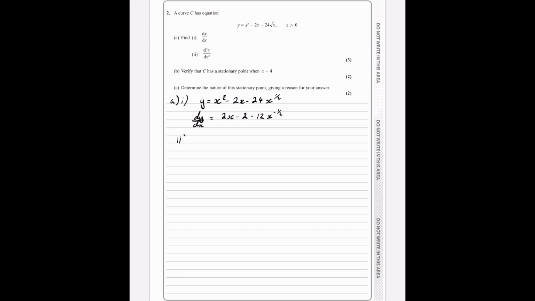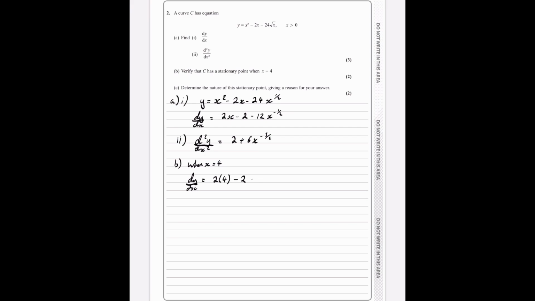Minus 2x differentiates to minus 2, and multiplying by a half takes the 24 to 12, and subtract 1 from a half, you get negative a half. So 2x minus 2 minus 12x to the minus a half. If you wrote the minus 12x to the minus a half as minus 12 over x to the half, or minus 12 over root x, that's absolutely fine. Second differential, differentiate again: 2 plus 6x to the minus 3 over 2. Negative a half times negative 12 is plus 6. Subtract 1 from negative a half, you get negative 3 over 2.